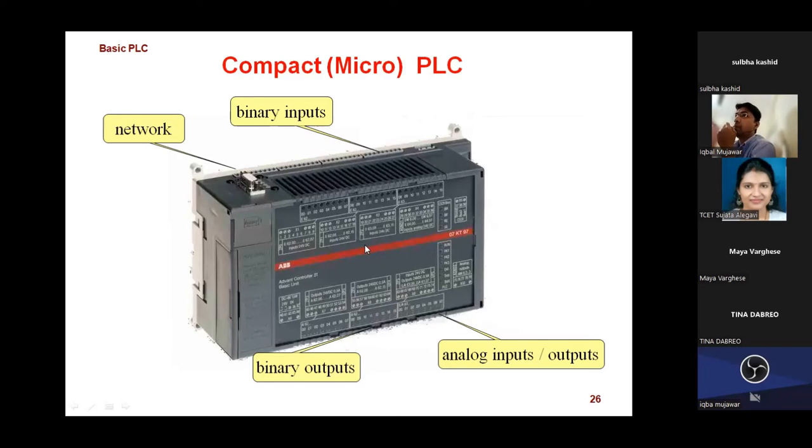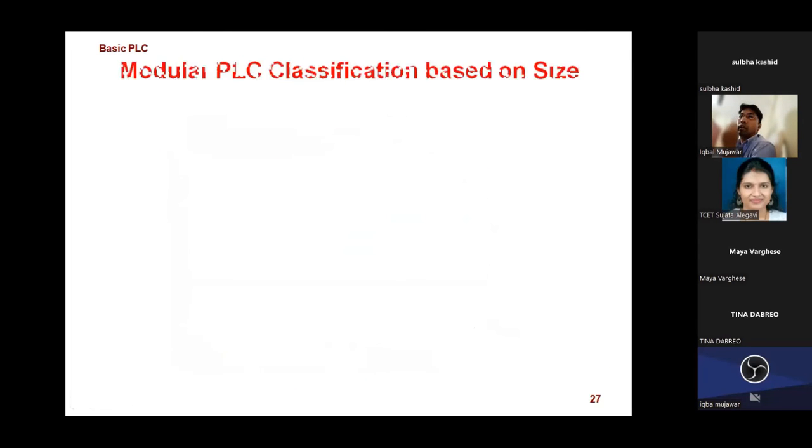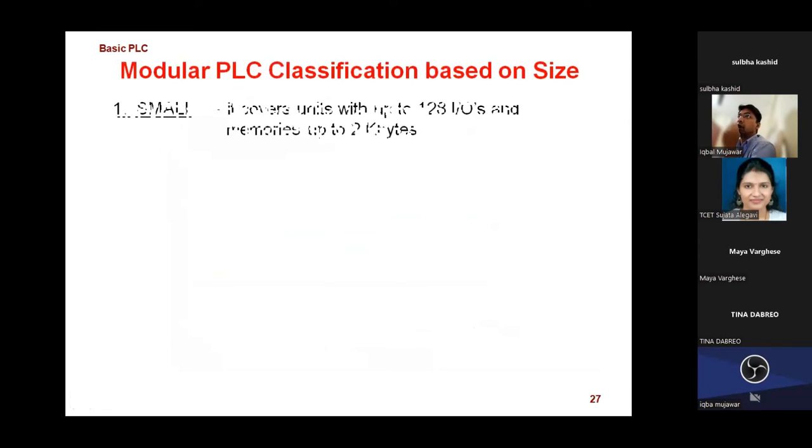You can say this is one example of a compact PLC, micro PLC, in which the inputs are fixed and outputs are fixed. If I want to change in future, it is not possible. I only need to deal with a maximum of 16 digital input pins, 16 digital output pins, and a maximum of 8 analog input output. Next example, modular PLC. Again, modular PLC is classified in three types.